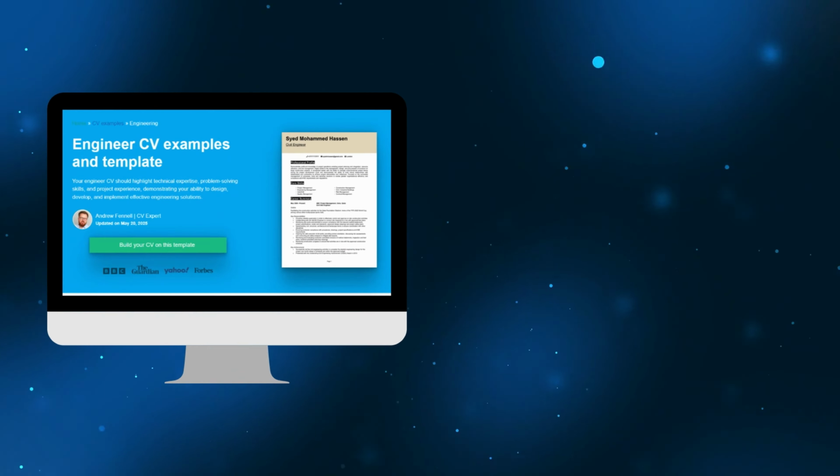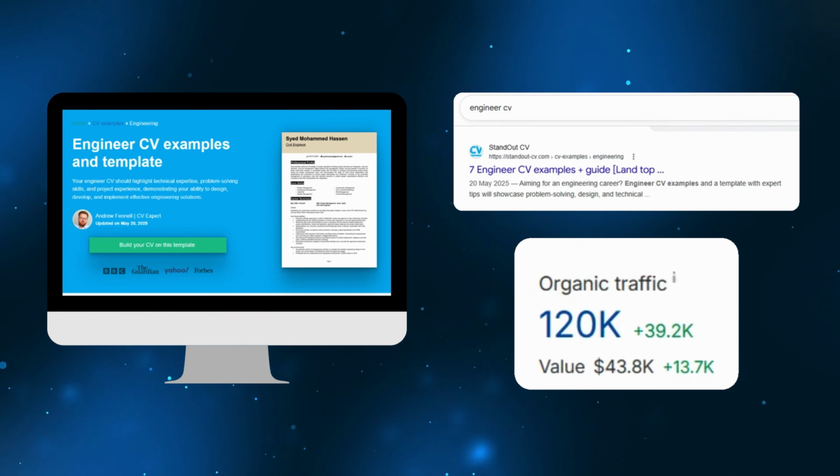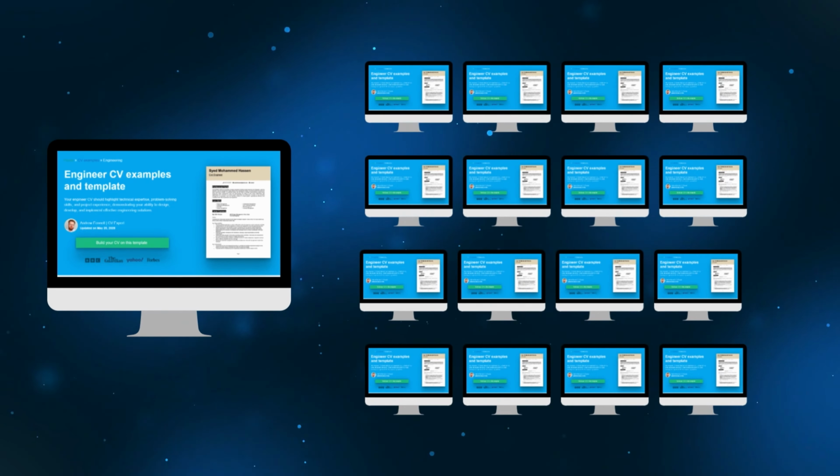In fact, we used the same approach with our CV builder product at Standout CV. We created hundreds of job-specific CV template landing pages, and they attracted thousands of high-intent visitors every day. And my favorite thing about these pages is just how easy they are to scale. Once you've got a template that works, you can roll it out across dozens of industries and start compounding your traffic quite quickly.